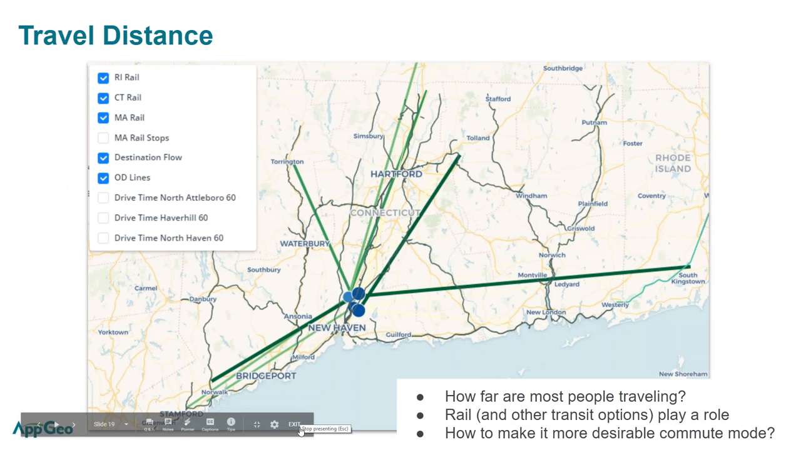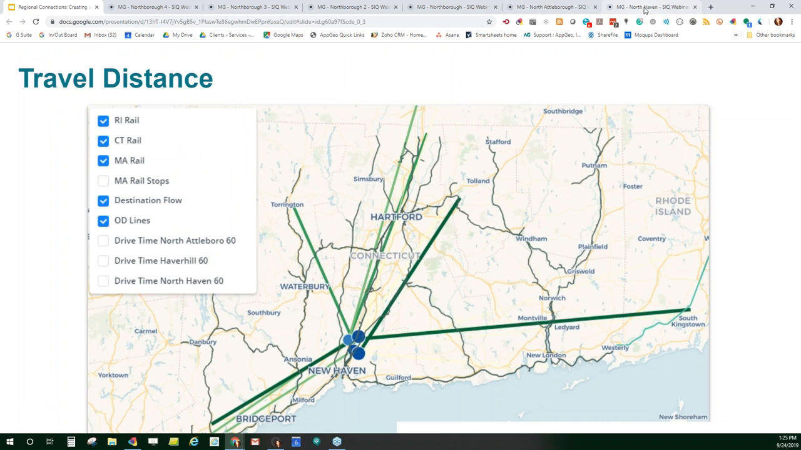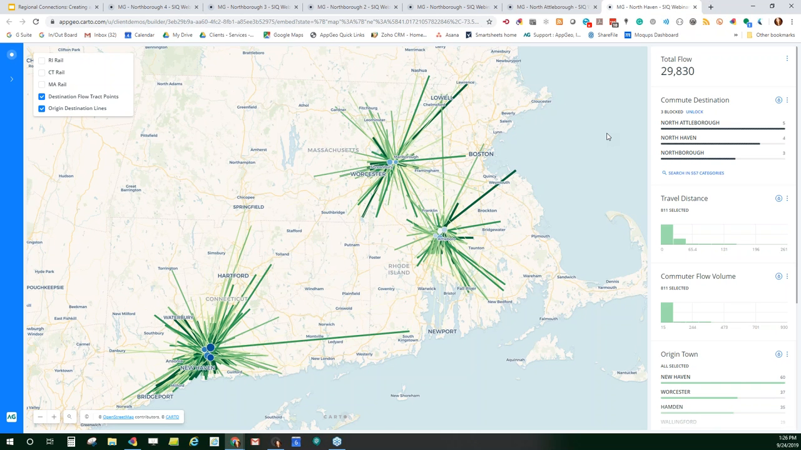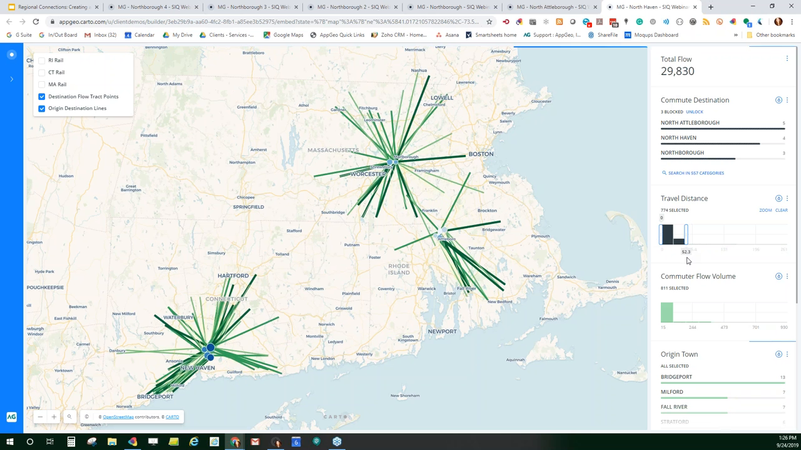All right, I'm going to actually switch over into the Cardo platform that David was just in and look at the data itself. Let's start with travel distance in general. So how far are people traveling to get to these places, these three towns, for work? We'll look back at that origin to destination line data that David was showing us. And we can see by looking at this travel distance metric here that the largest amount of commutes is happening within 50 miles of their destination. So I can filter on these first two larger groups here to get around 50 miles distance.